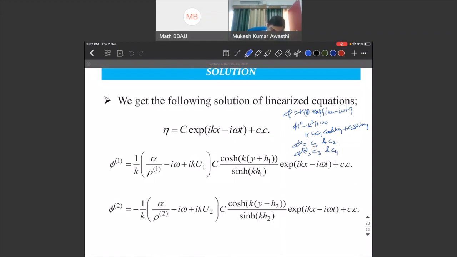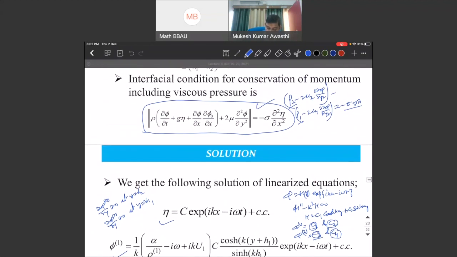Two constants can be calculated using del phi 2 by del y equal to 0 at y equal to h2, so we'll get c3. Now del phi 1 by del y is equal to 0 at y equal to minus h1, so we'll get c1. These two we can calculate. Now using the heat transfer condition we can calculate c2, and using mass transfer we can calculate c4. That means we can calculate all the constants using four boundary conditions, two at the rigid boundaries and two at the interface.